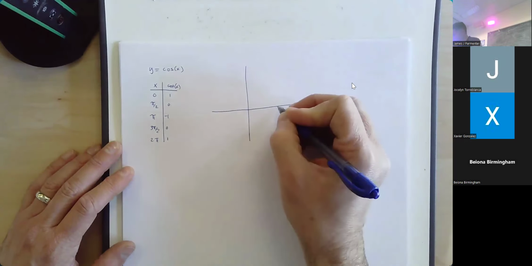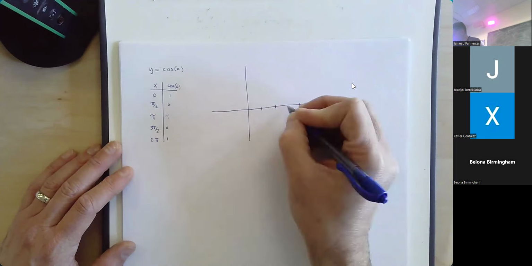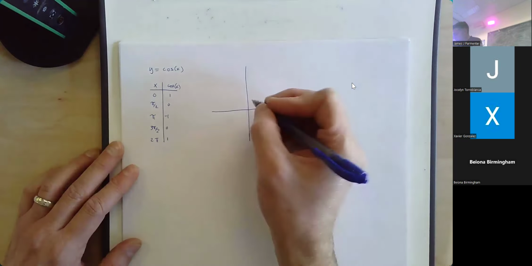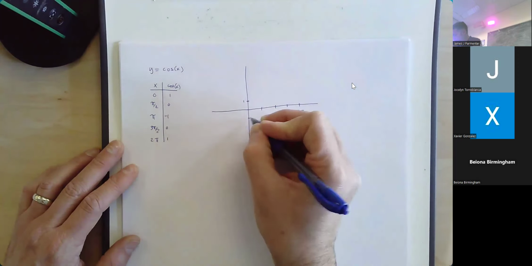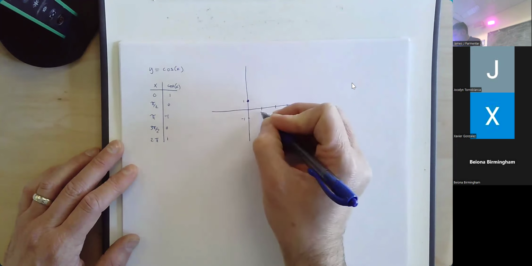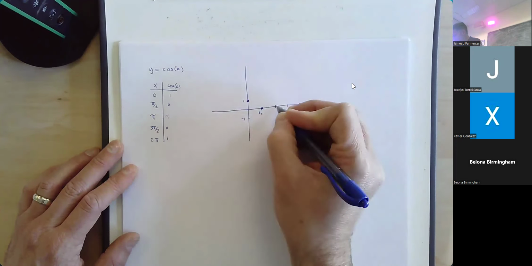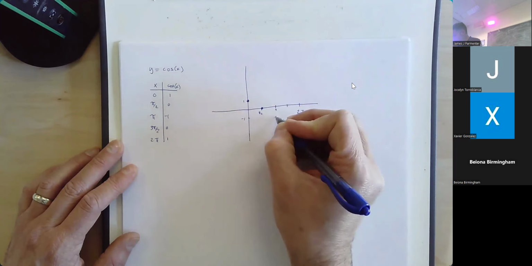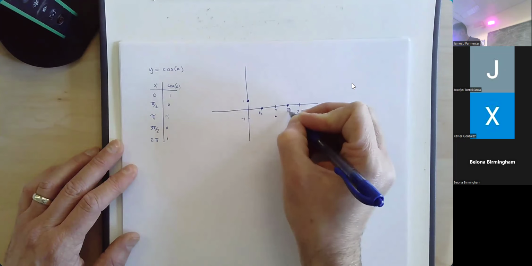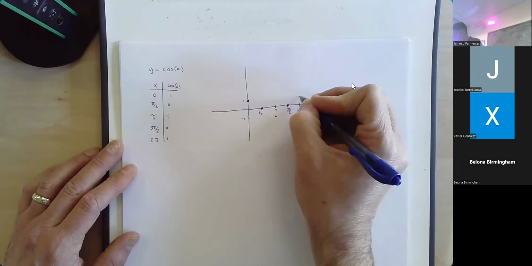So breaking this up into four equal quarters. Cosine of 0 is 1. Cosine of pi over 2 is 0. Cosine of pi is -1. Cosine of 3 pi over 2 is 0. And cosine of 2 pi gets you back to where you started, which was the value of 1.